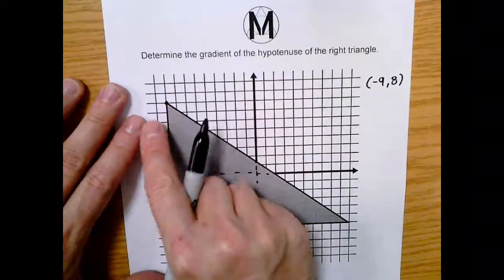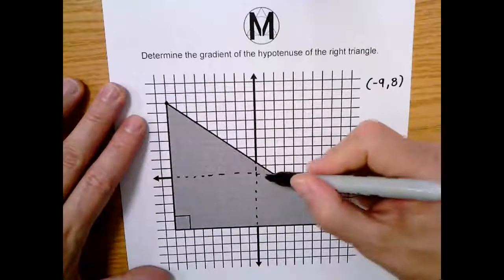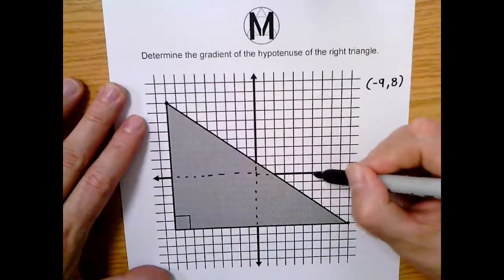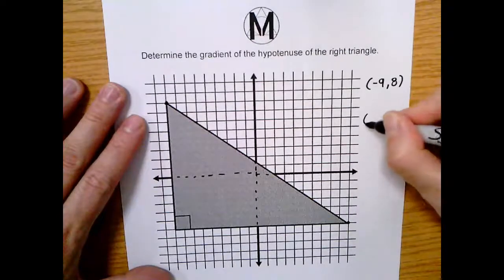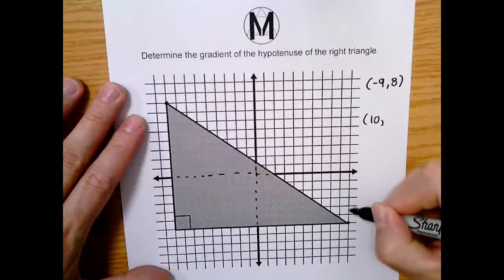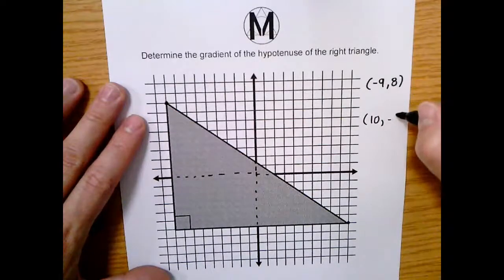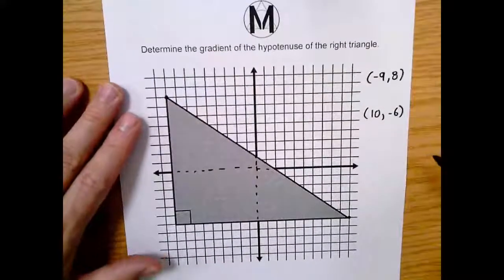Okay, cool. Now I'm going to come all the way down here and I'm going to find this point. This point here is 1, 2, 3, 4, 5, 6, 7, 8, 9, 10. Okay, so that point is over 10 on the x. And going down 1, 2, 3, 4, 5, 6, -6. There you go. Those are the 2 points we're going to be working with when we use our formula.